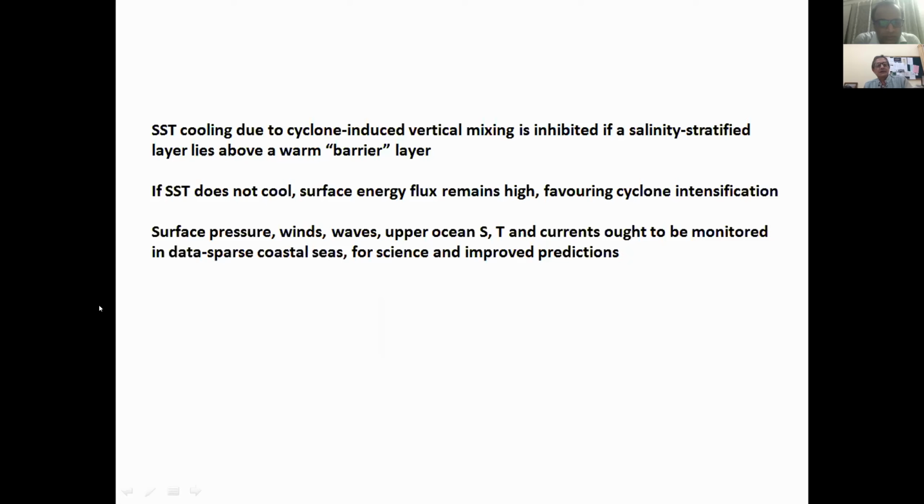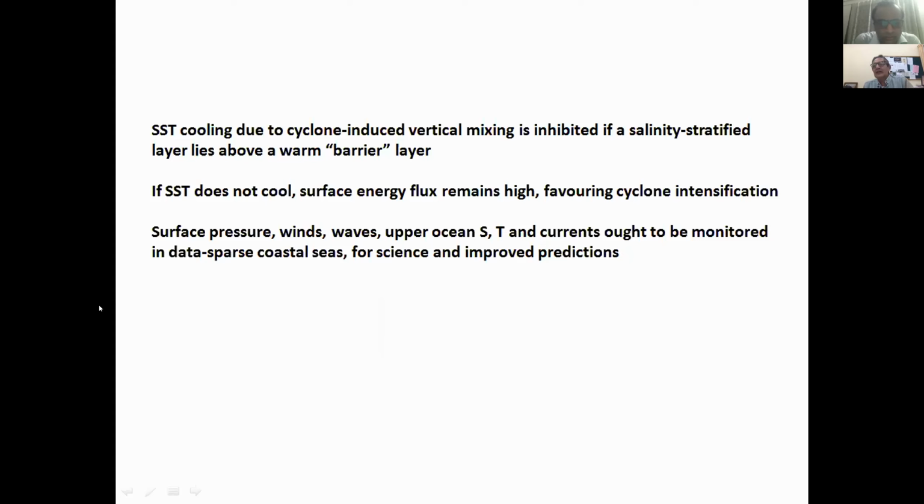If the sea surface temperature does not cool, surface energy flux may remain high for long as the cyclone travels over the ocean, and that favors cyclone intensification. There's an increasing literature on this now, looking at the role of salinity on cyclone intensification just in the last 3 or 4 years.